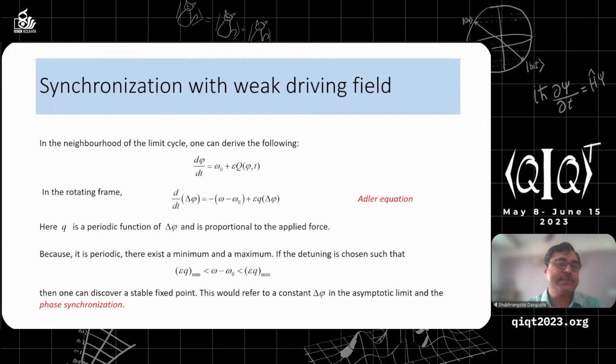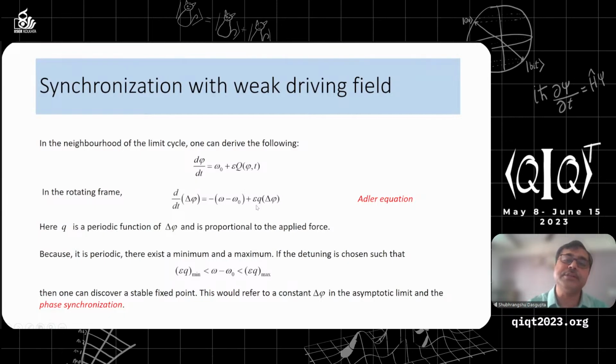So if I put in some kind of perturbation, we go to the neighborhood of the limit cycle, and then we can in fact make some kind of equation for the phase phi of the oscillator. And this phi follows this kind of equation, while capital Q is nothing but the perturbing force. It is proportional to that. So if I take a rotating frame at the frequency omega, then I can get some kind of equation for the phase difference between the two, and that will look like this, while Q is a periodic function.